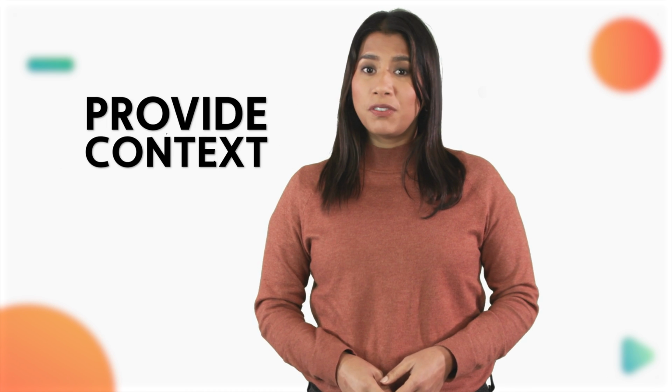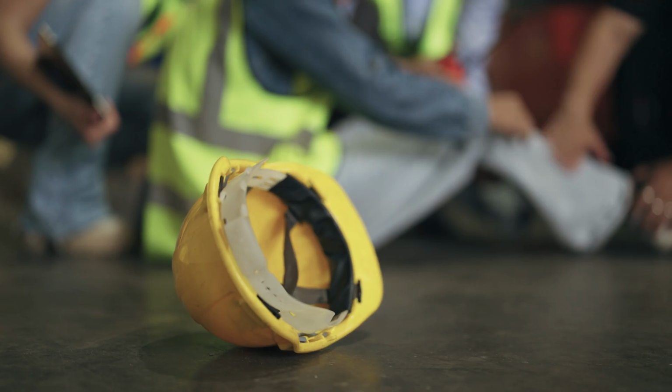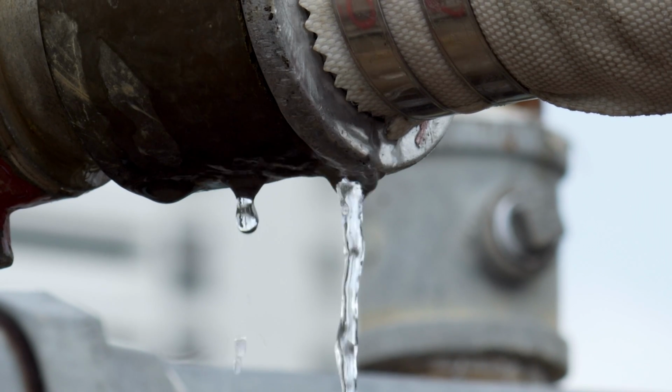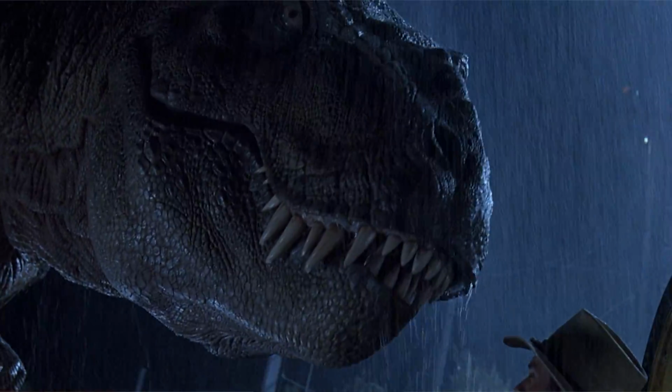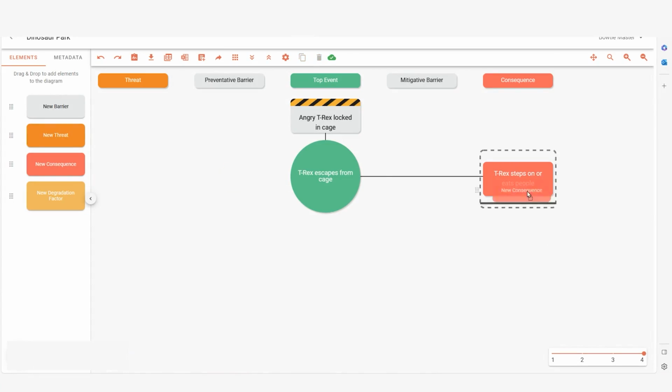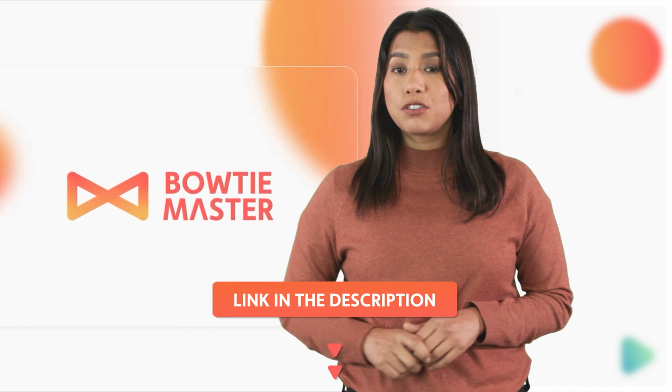It's crucial to provide enough context when describing these consequences. Terms like injury, damage, or leak may not always offer sufficient detail. Conversely, getting too specific can lead to unnecessary splitting of similar consequences. For example, whether you are stepped on by our beloved T-Rex or eaten, it doesn't really matter, it's ultimately the same consequence. And so we'll add our consequences to our diagram now. You can check this out on our website, actually, link in the description below.